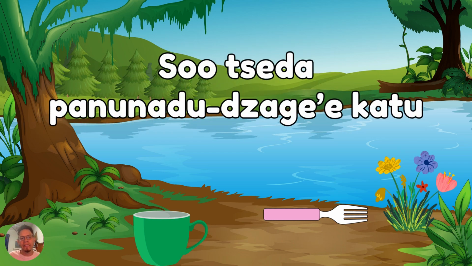If I say sutsira banuna de zagi ikatu, meaning the cup is near the lake, but literally it's saying the cup sits near the lake or is sitting near the lake. That's how you would say it in Numu.